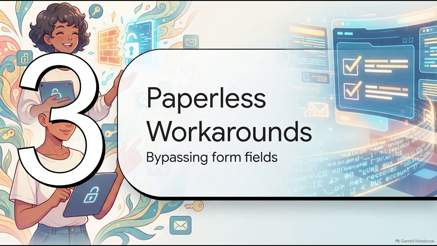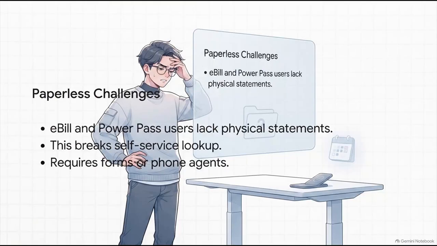But what if you never get physical mail? That brings us to Section 3, workarounds for paperless customers, bypassing the mandatory form fields. If you are enrolled in paperless e-bill or the PowerPass prepay program, things get a little tricky. Because you don't receive those traditional mailings, you can't just check the top right corner of a piece of paper to find your PIN. The standard self-service lookup kind of breaks down here. So you have to rely on dedicated contact forms or a quick phone call.